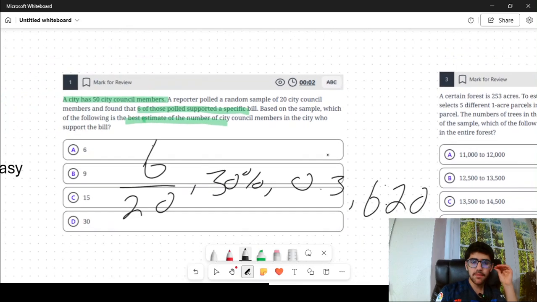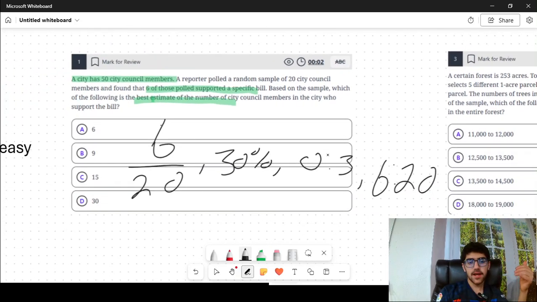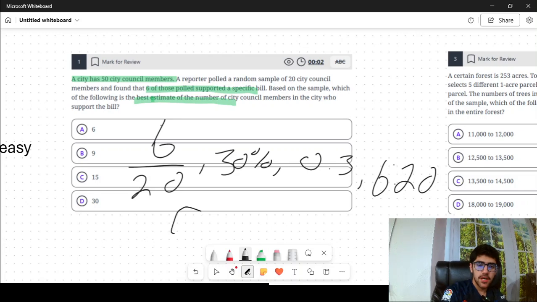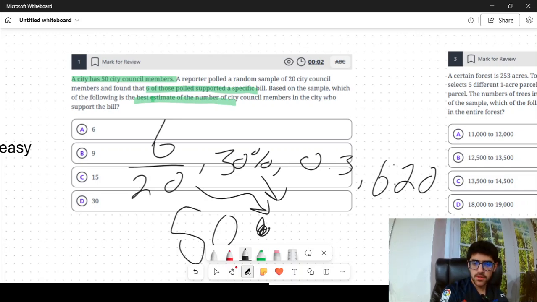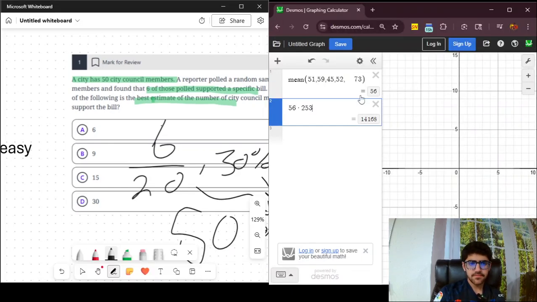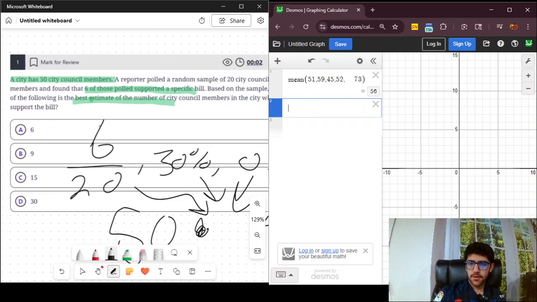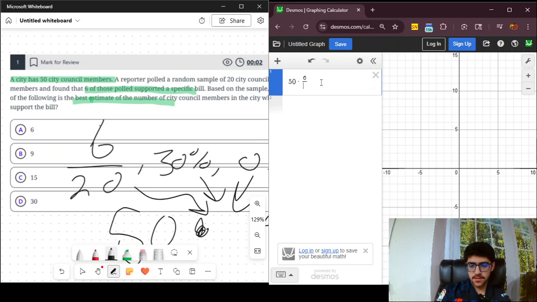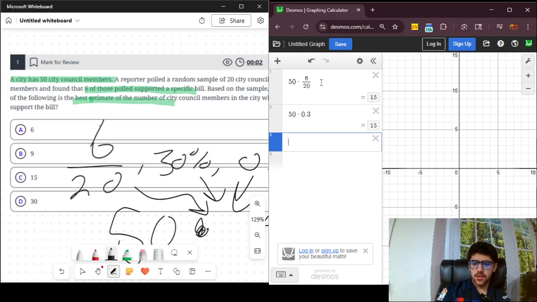And then it's the same thing for that. To generalize it with the 50 city council members, you're just going to do 50 times one of these. You choose which one you want. I'm just going to show you guys in Desmos. So you have the 50 total, multiplied by 6/20. That gives you 15. 50 times 0.3 gives 15. You could do 30% of 50. You get 15.